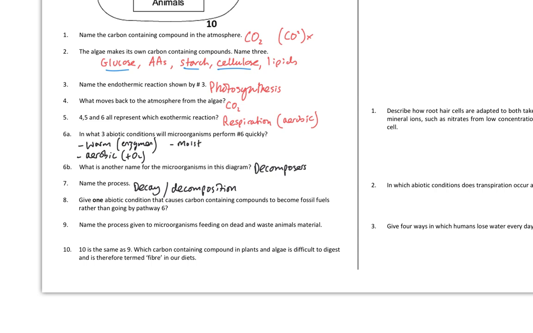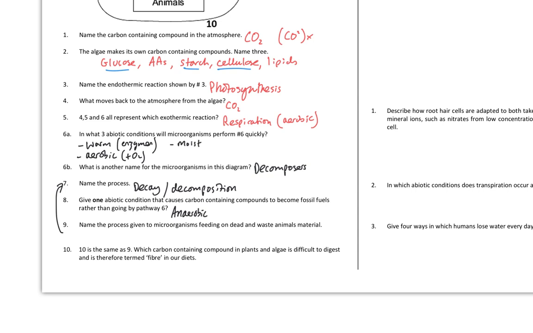Number 8, give one abiotic condition that causes carbon-containing compounds to become fossil fuels rather than going into pathway 6. So this tends to be anaerobic. If a tree falls down into an anaerobic swamp, it won't decay, and then layers of that get crushed together, and over millions and millions of years, it ends up as a type of rock called coal. And then the process given to microorganisms feeding on dead and waste material is just the same as number 7, decay or decomposition.